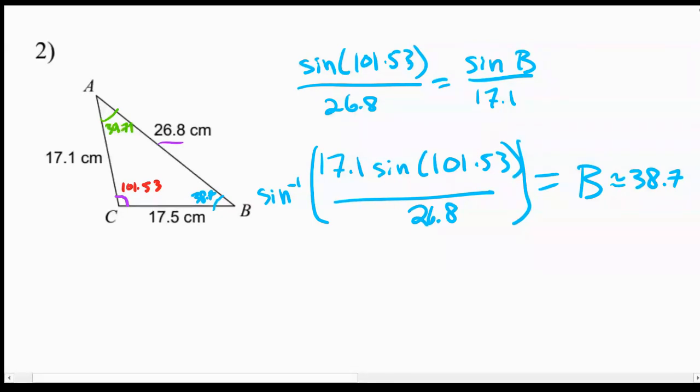I just want to double check my work here and make sure everything makes sense. So 101.53 plus 38.7 plus 39.77. There we go. Perfect. 180. So now I have every single angle, every single side. So I'm all done.